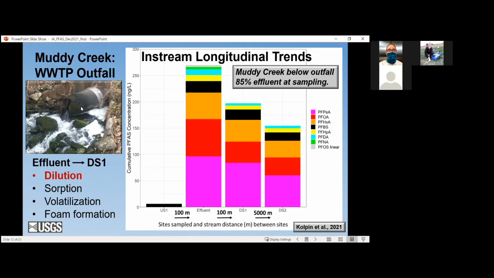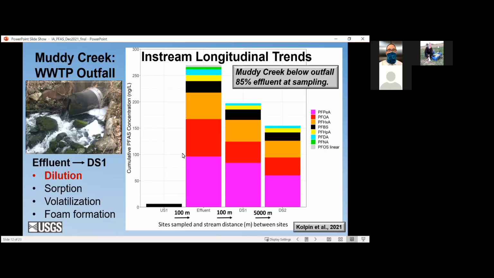On this stream, we did a longitudinal sampling over a 5.1 kilometer reach. We collected a sample 100 meters above this outfall. This is North Liberty's outfall. It wasn't completely squeaky clean, but it had just one low level detection of PFAS.